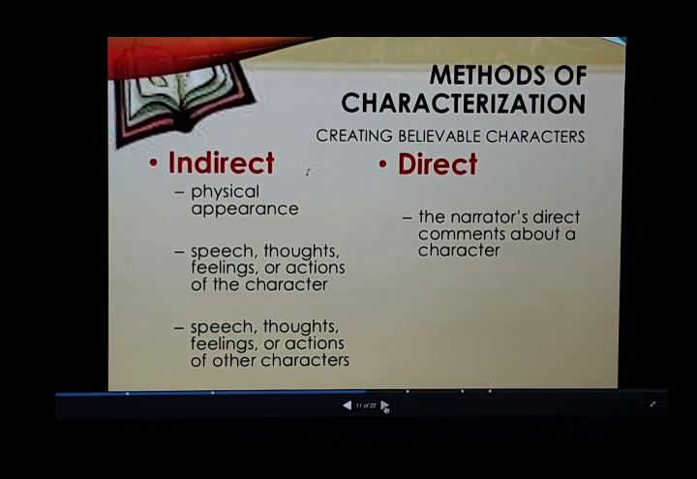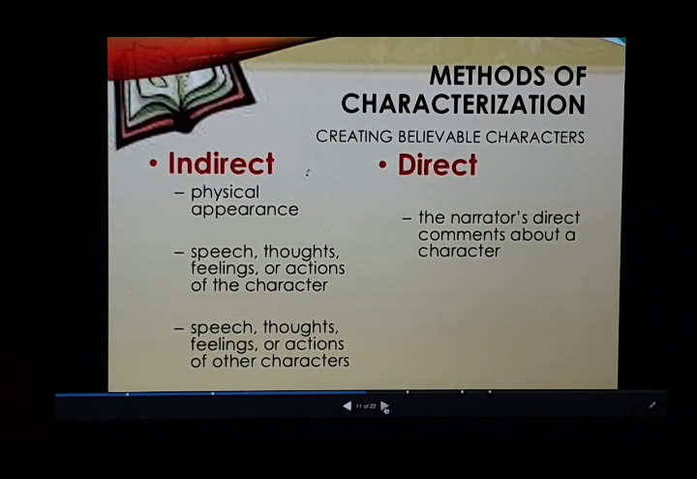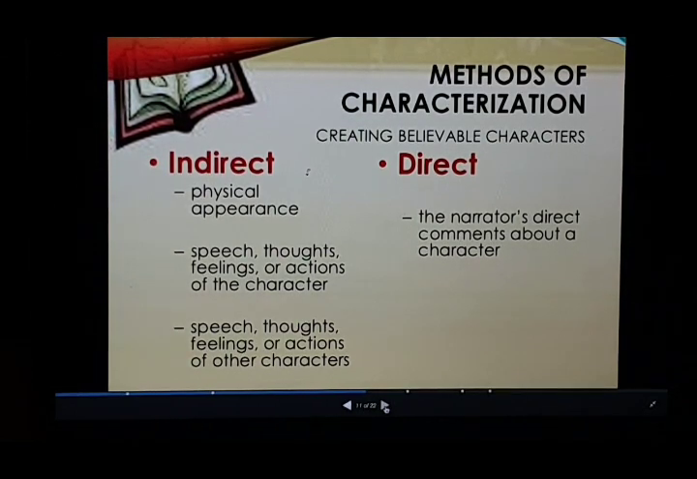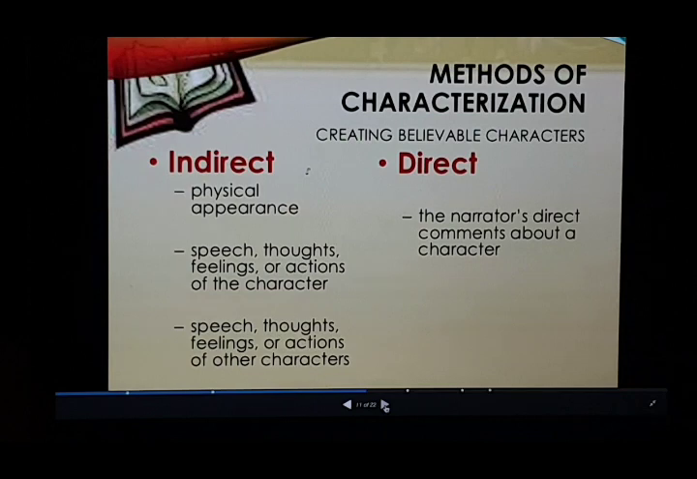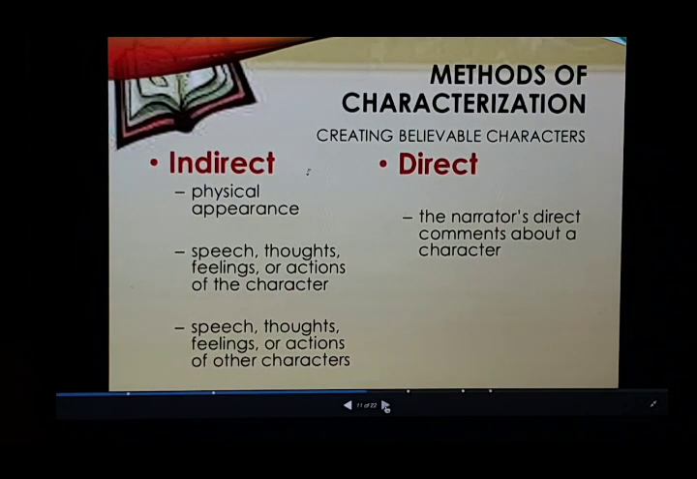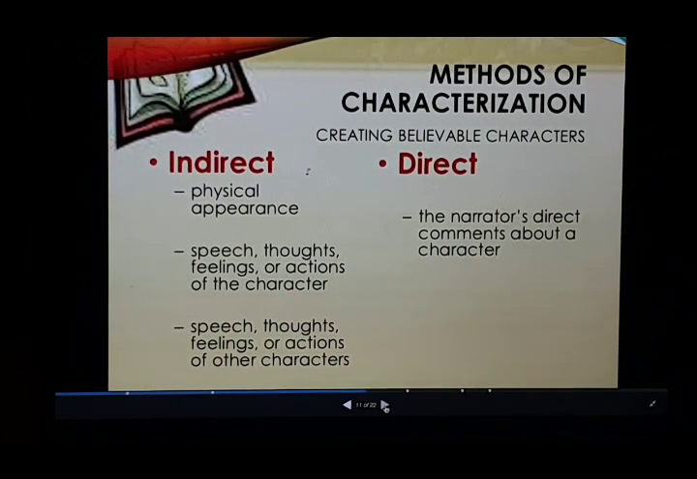Now, the methods. Indirect, when he is doing the characterization of the characters. In the indirect way, we talk about his physical appearance, like I said, how the character looks. How does he speak? What are the thoughts, feelings, or actions of the character? Speech, thoughts, feelings, or actions of other characters also, not only about the main characters.